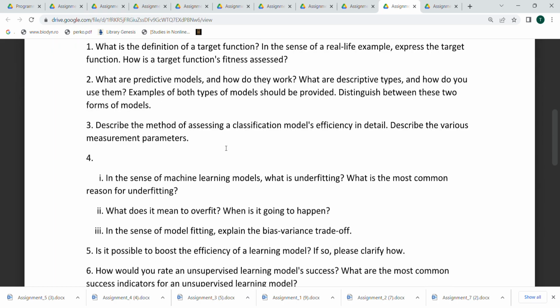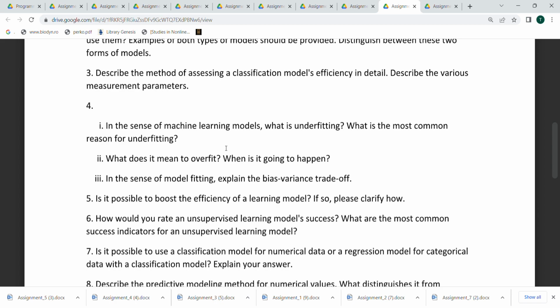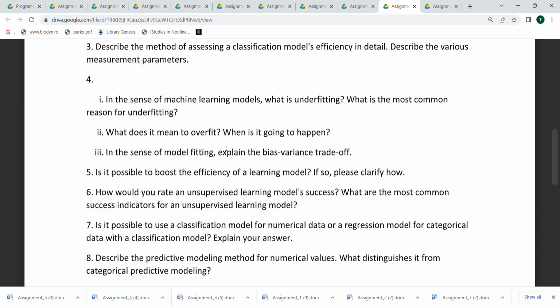The next question is: in the sense of a machine learning model, what is underfitting? What is the most common reason for underfitting? What does it mean to overfit? When is it going to happen? In the sense of model fitting, explain the bias variance trade-off. Is it possible to boost the efficiency of a learning model? If so, please clarify.